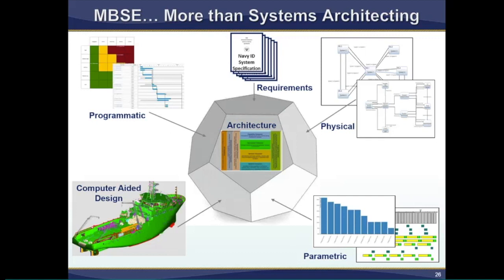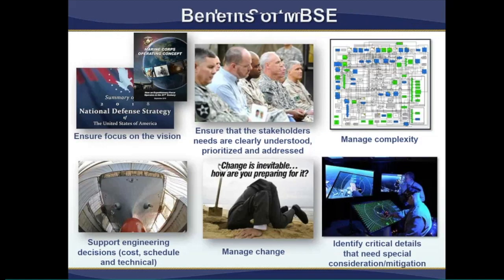So model-based systems engineering has a lot of benefits. It helps us to focus on the vision. It helps us to make sure the stakeholder needs are clearly met. It helps us to manage complexity, which is huge. It helps us to manage change. It helps us to support decisions, and it helps us to identify critical gaps or details that may be missing from just reviewing documents, having it from a document-based perspective.